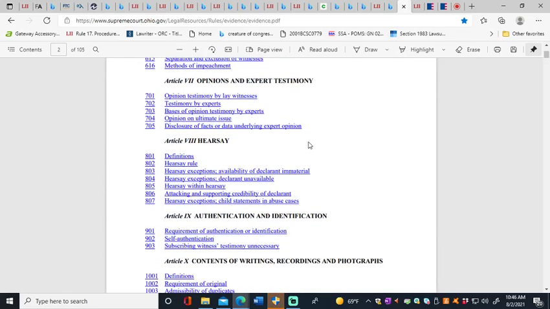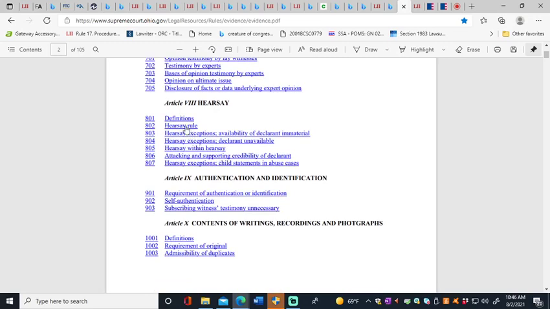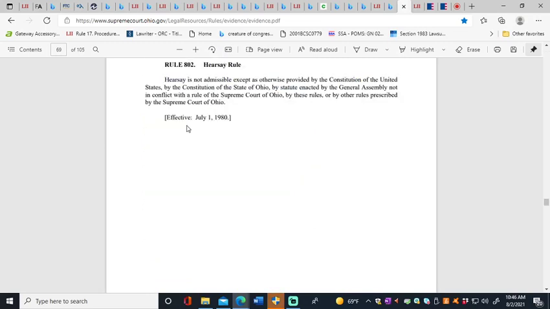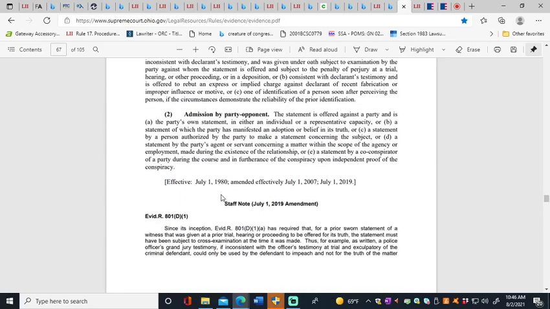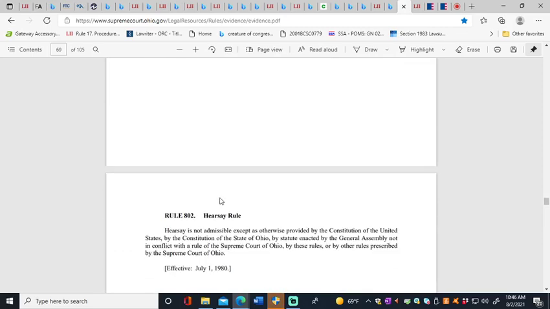Now, I'm not going to go through all of this. Let's go through the hearsay rule. Hearsay is not admissible except as otherwise provided by the Constitution of the United States, by the Constitution of the State of Ohio, by statute enacted by the General Assembly not in conflict with the rules of the Supreme Court, by these rules, or by other rules prescribed by the Supreme Court. So, okay, I want you to understand that, right? This is the hearsay rule.